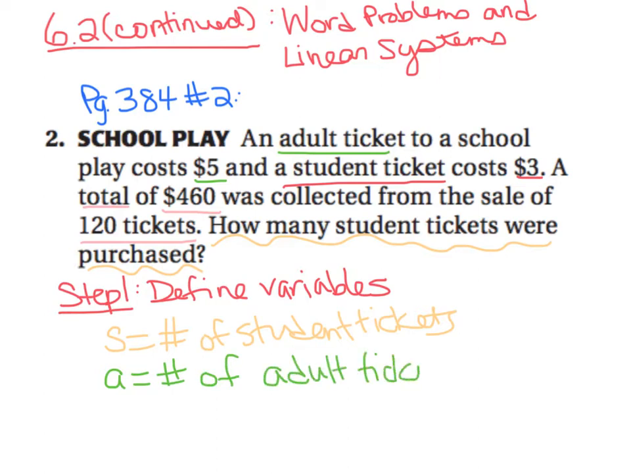Now, if you want to use X and Y, that's fine. Sometimes people don't like to use S's because they look like 5s. The main reason I do this is because when I get to the very end of the problem and I get something like S equals a number, I'll know immediately that S is the number of students. However, if you define them clearly and you use X and Y, you should have no problems with that.